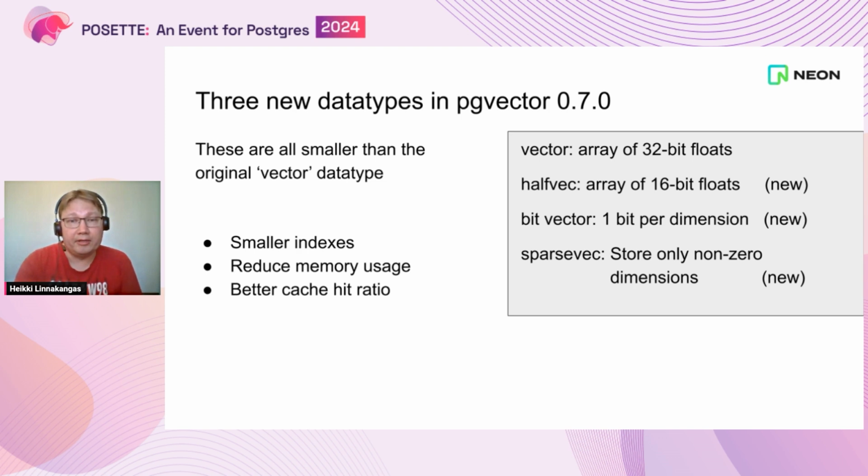Then the third one is called sparsevec. The basic idea is that if your vector data has a lot of dimensions, but most of the dimensions are 0 in any particular vector, then sparsevec will only store the non-zero dimensions. So again, depending on the source of your vector data, like how you build your vectors, that might be a big win.